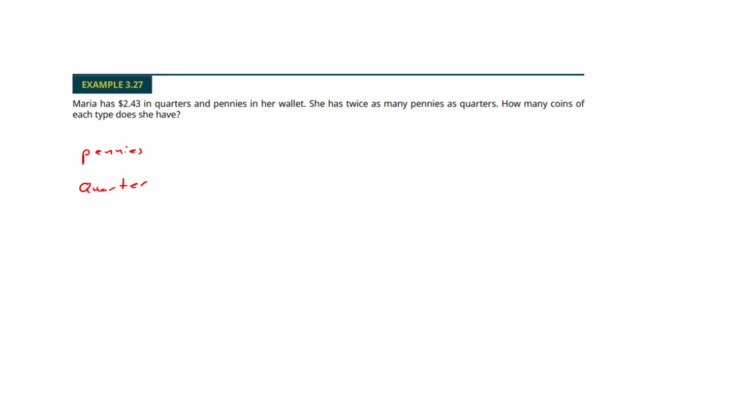So now more than ever we need our dictionary. So one of these is going to be I don't know. We can build the other one from that. Twice as many pennies as quarters. So I'm going to make quarters my I don't know. And then I have twice as many. That would be 2x. Okay, because the quarters was I don't know, we have twice as many, so we're multiplying it by 2.